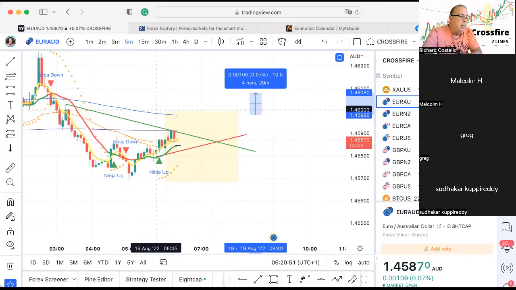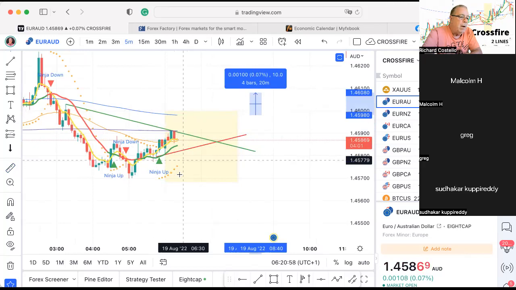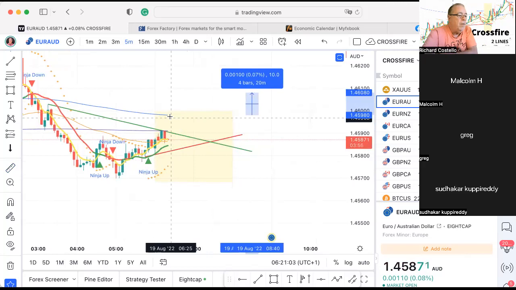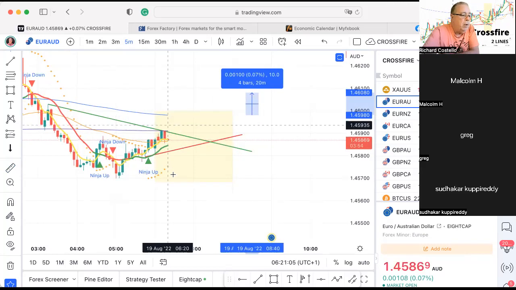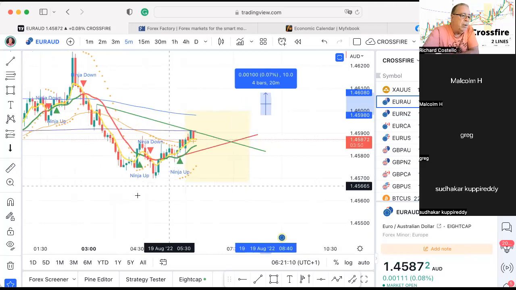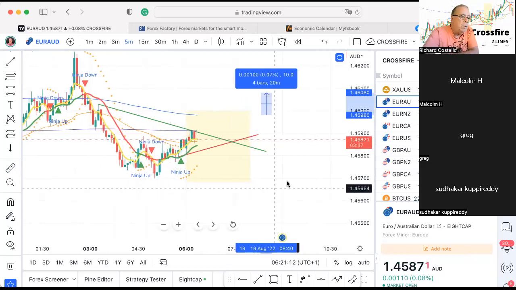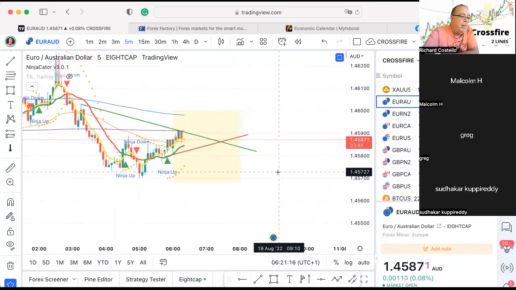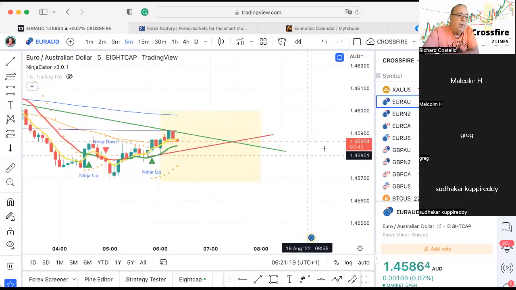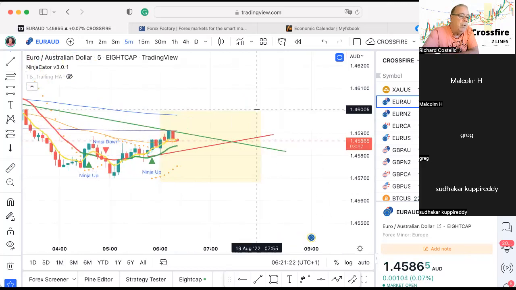If price moves down, what we'll need is a ninja down, and price to be below that red line. We don't have any obvious targets for price. So what we need to do is look back for things like areas of imbalance, but we'll do that in a minute. We're not going to get into a trade right now. I'm just going to go through the other 3 pairs, and I'll address your query, Malcolm, about those 2 moving averages.